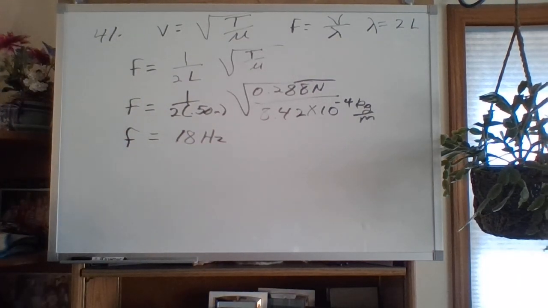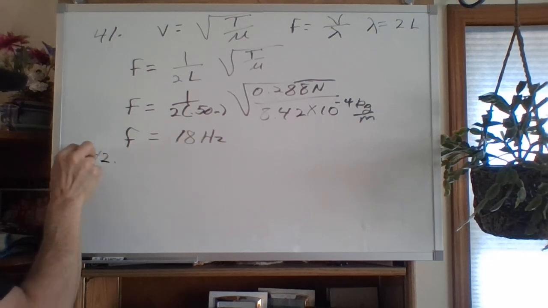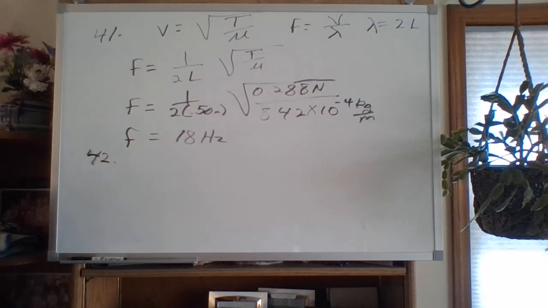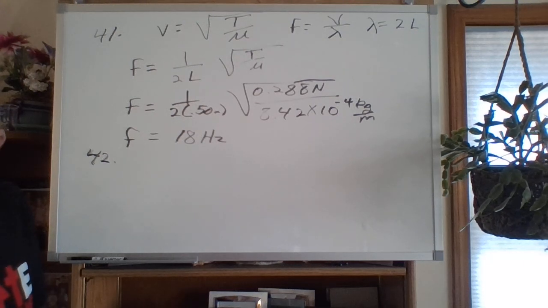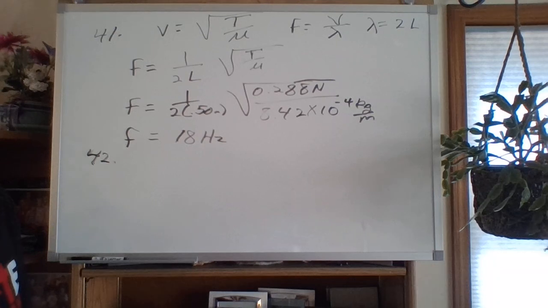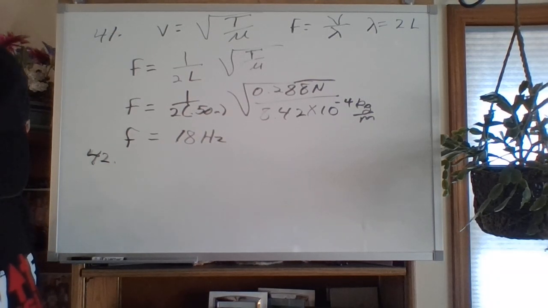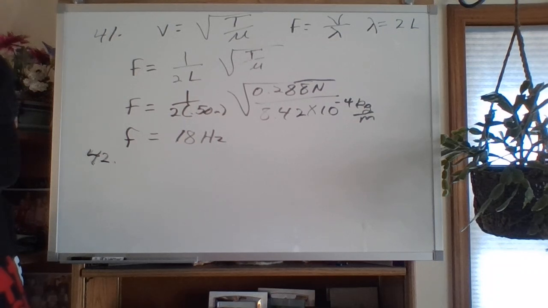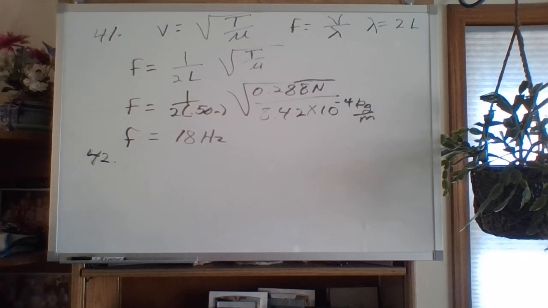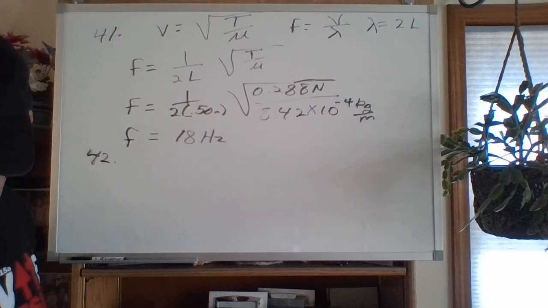All right, let's try number 42. A motorist is traveling 42 meters per second on a nice day, 25 degrees. The speed of sound is 346. He sounds his horn, 512 hertz, to alert a stationary pedestrian of the danger of 2 tons of speeding metal coming toward him. What frequency would the pedestrian hear?